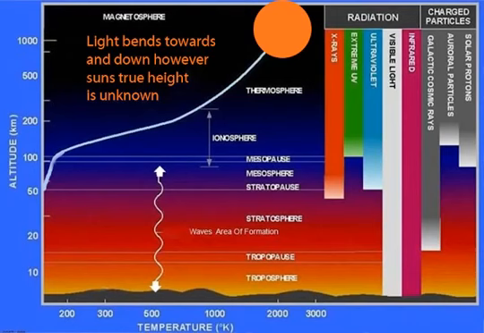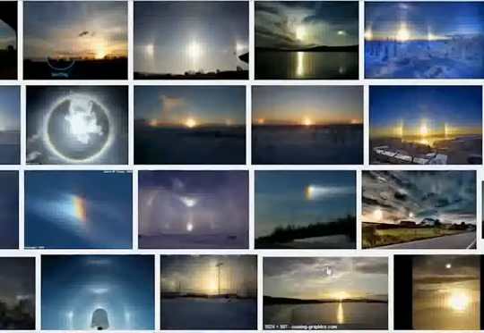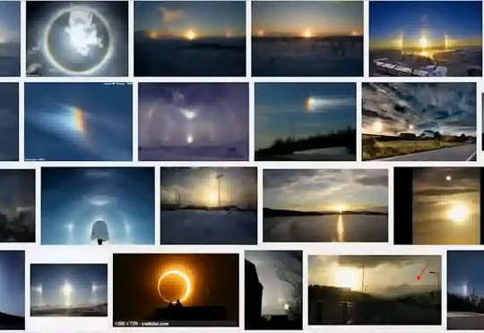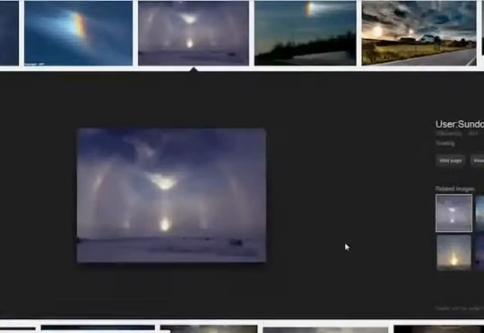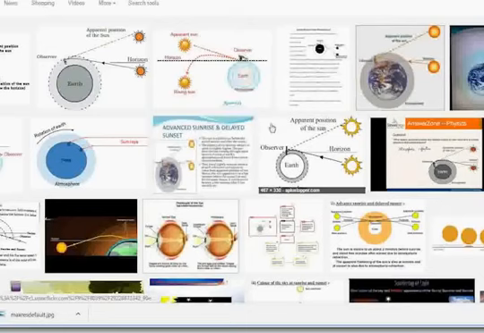I'm going to assume that because of how many factors are involved, being able to calculate this mathematically is actually impossible. However, lucky for us, we have evidence that works in favor of flat Earth. It's called advanced sunrise and delayed sunset. This is where the sun sets later than it should. Sometimes the sun rises earlier than it should. This is evidence that the sun's light bends upwards towards you.